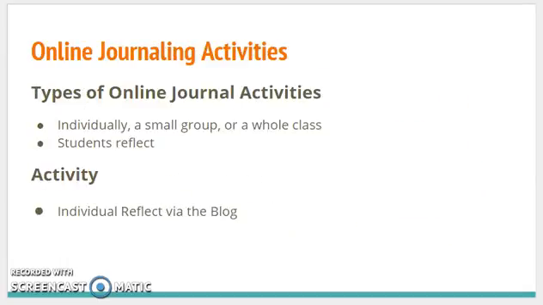Online journaling activities. Types of online journal activities can be done individually, in a small group, or as a whole class. The goal for a student is to reflect on their thinking. So an activity can be individual reflection via the blog. After a student completes an assigned reading, they should reflect. Students can summarize their interpretation of the readings and make connections to their prior knowledge. Teachers can also post questions about the reading, and students can share and discuss with their peers.